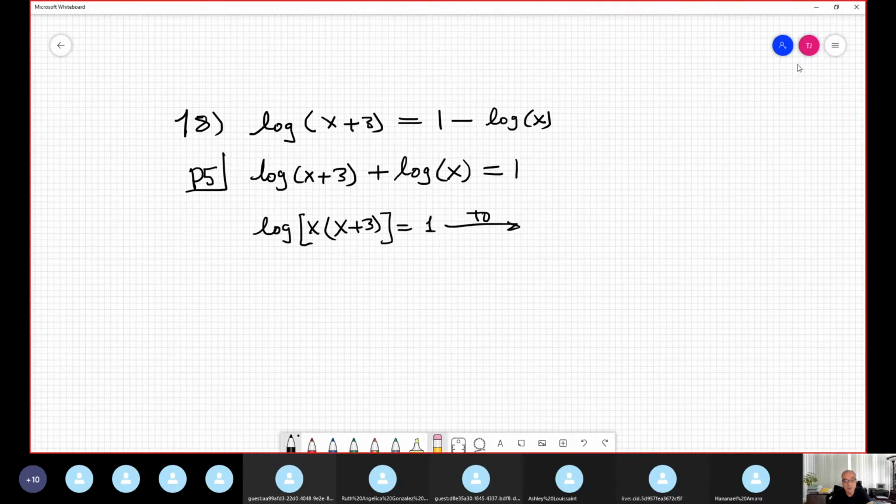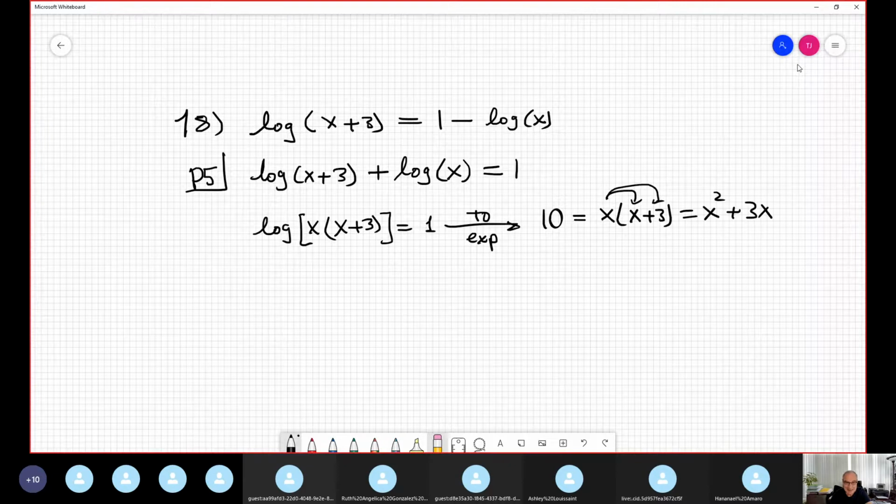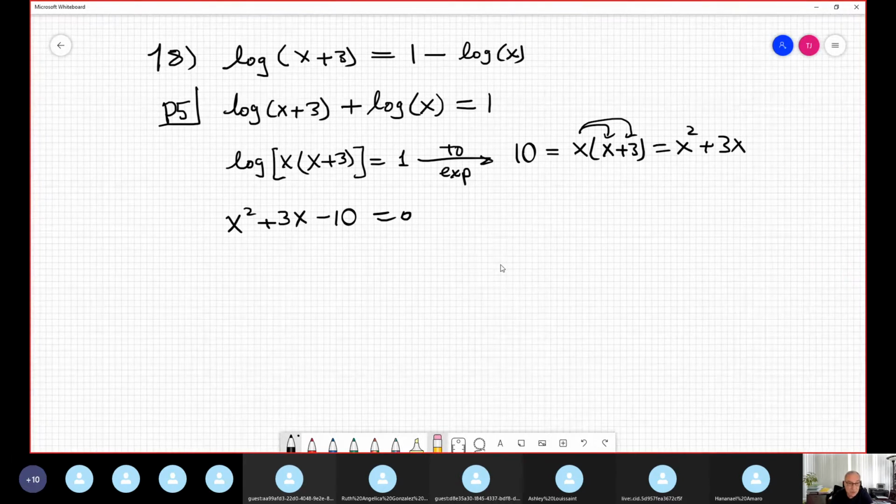Now ready to convert to exponential, because in exponential form, you see more clearly. So now the base is 10, you know. The exponent is 1, which is invisible, equal to the rest. The rest is x times x plus 3. At this moment, I suppose that we have a quadratic equation. x squared plus 3x. Let me write it in standard form: x squared plus 3x minus 10 equal to 0.